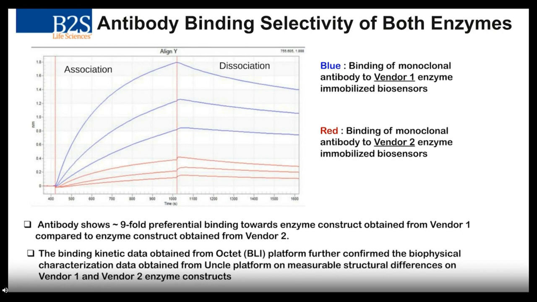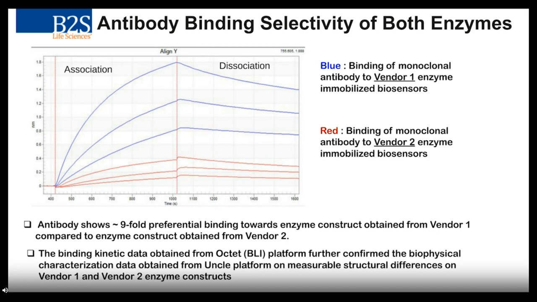So if we break down these plots into left and right-hand side, the left-hand side is measuring the association. So you have a growing signal as more antibody binds to the enzymes. And then on the right-hand side, you have dissociation, where signal decays as the antibody starts to dissociate from the biosensor.